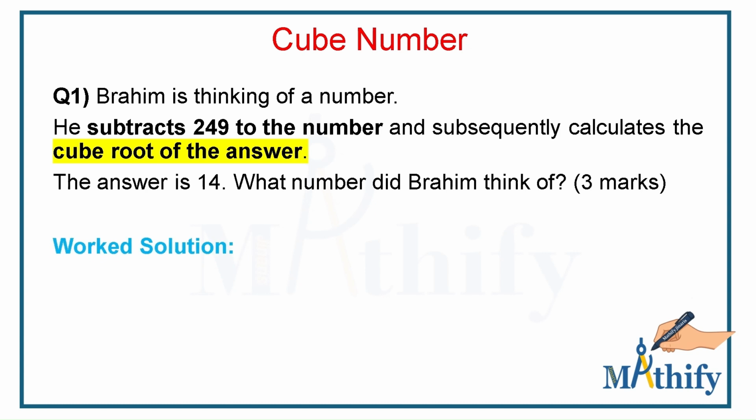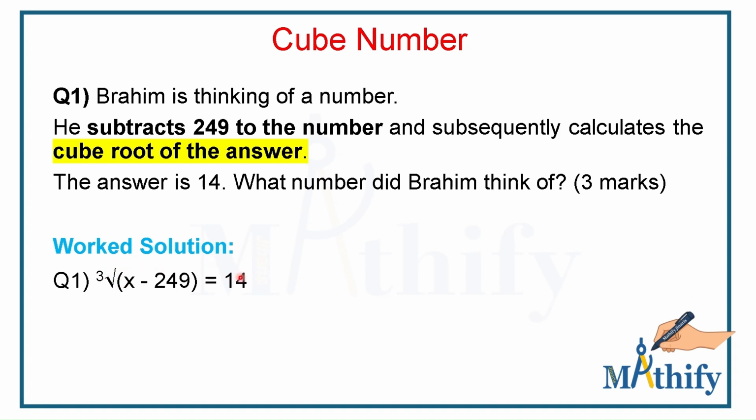So when we work out this question and we don't know the number that Brahim is thinking of, we can say let x equal the number that we're trying to look for. So the next piece of information is that he subtracted 249 from the number. That means x minus 249. Then he also mentions that they cube rooted that particular answer. So that means we need to do the cube root of x minus 249, and that would equal 14.